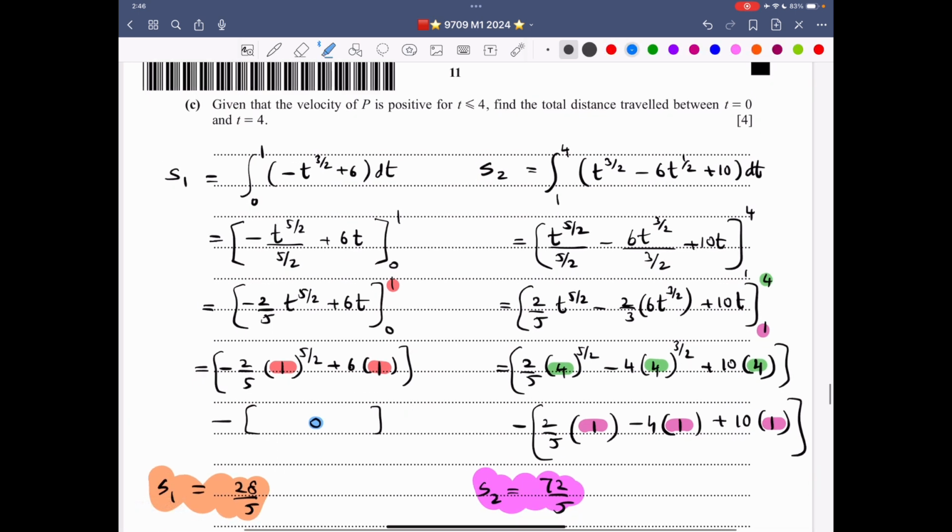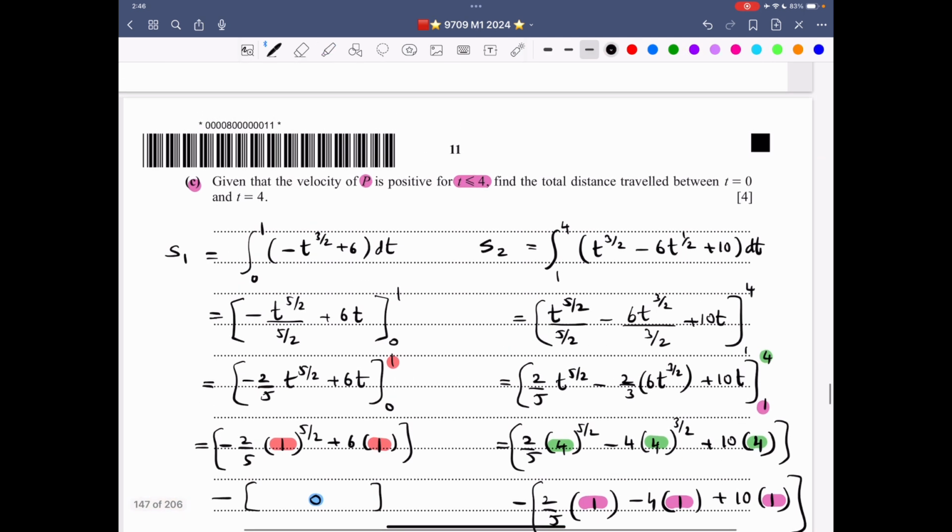Part C. Now what does it say? It says that given that the velocity of P is positive for t less than or equal to 4. What does this word mean? That means there is no change in direction. So you don't have to worry about the turning point and such things like that. Find the total distance traveled between t equals 0 and t equals 4.